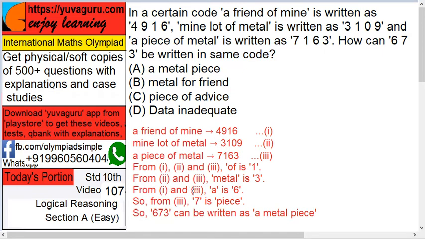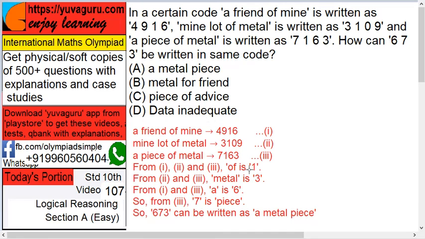Now focus on 1 and 6. And 1 and 6, what are the words common? A is for 6. How? Same logic. 1 and 6 are common. And here A and of are common. So of we already know. So second will be A, right? So A is 6. And from 3, 7 is piece.